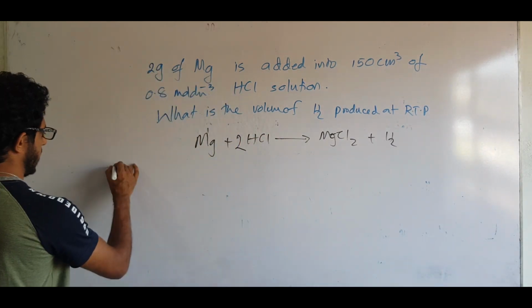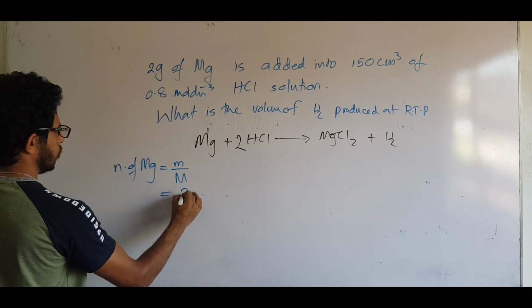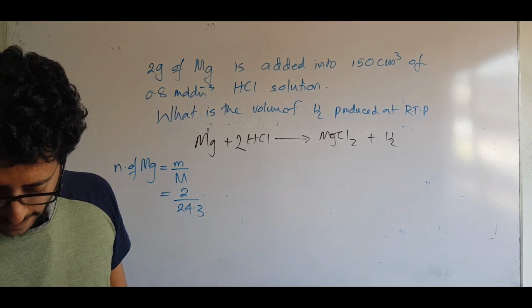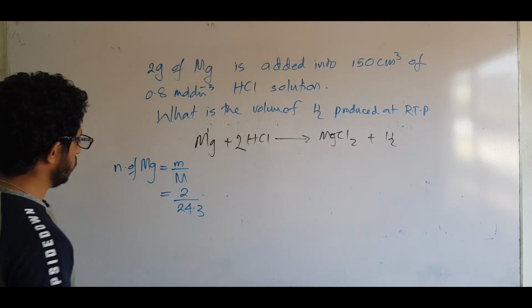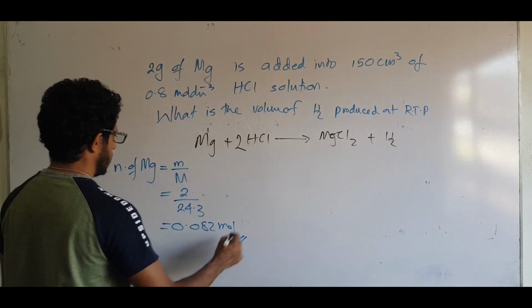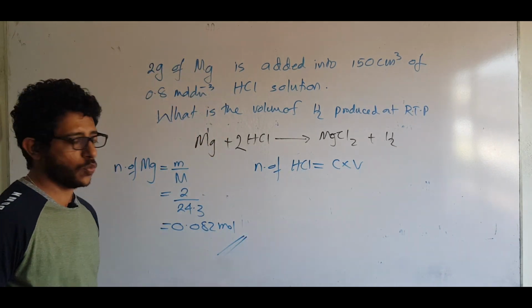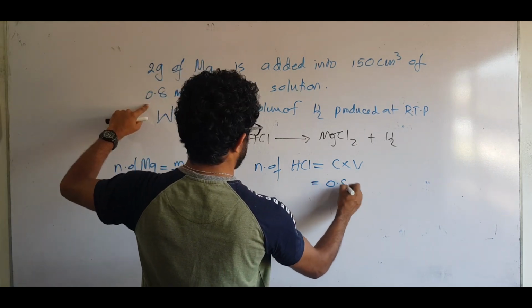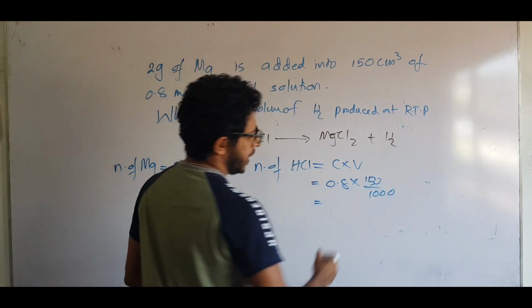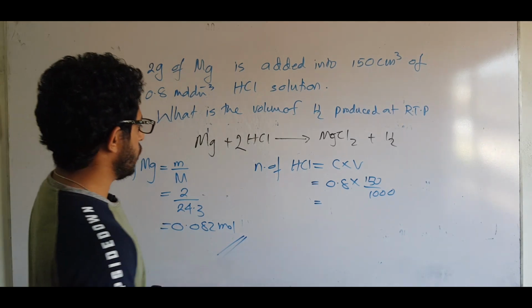I am finding the amount of magnesium, mass over molar mass, 2 gram divided by 24.3. So, 2 divided by 24.3, 0.082, we'll keep it like this, 0.082 moles. Then the amount of HCl: amount equals concentration times volume. Concentration is 0.8, volume is 150, so 150 divided by 1000, because you have to convert into cubic decimeter. So 0.8 into 150 over 1000, 0.12 moles, right.